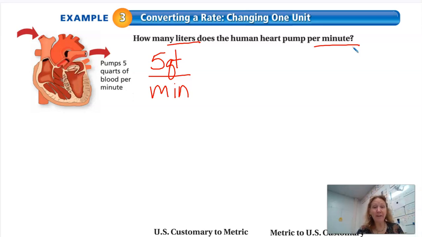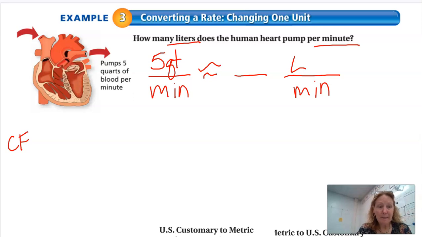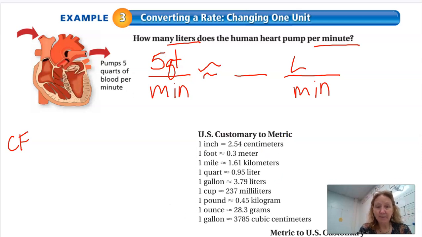Okay, so here's what I want to do. I want to get my conversion factor. Oh, and I want to say it's going to be approximately how many liters per minute. So I have my unit set up already in my answer so that I make sure that I grab the right conversion factor. I look on the list, and when I'm taking the customary and turning it to metric, this is the list that I'm going to use. And I see that the conversion factor is the quart and the liter right here.